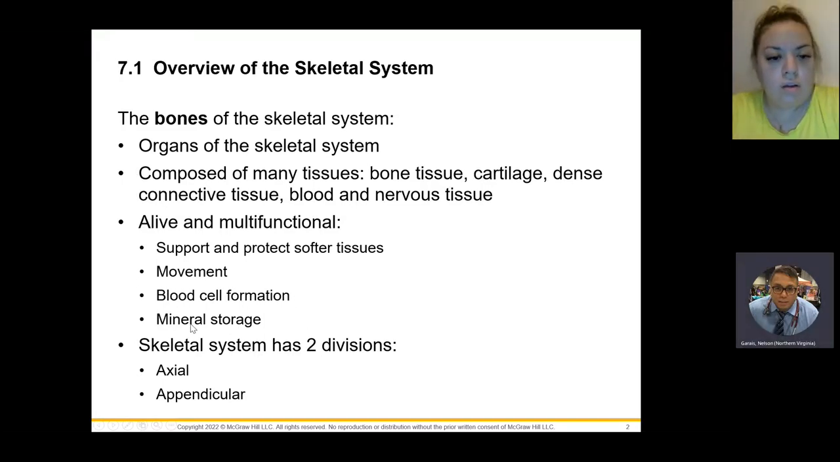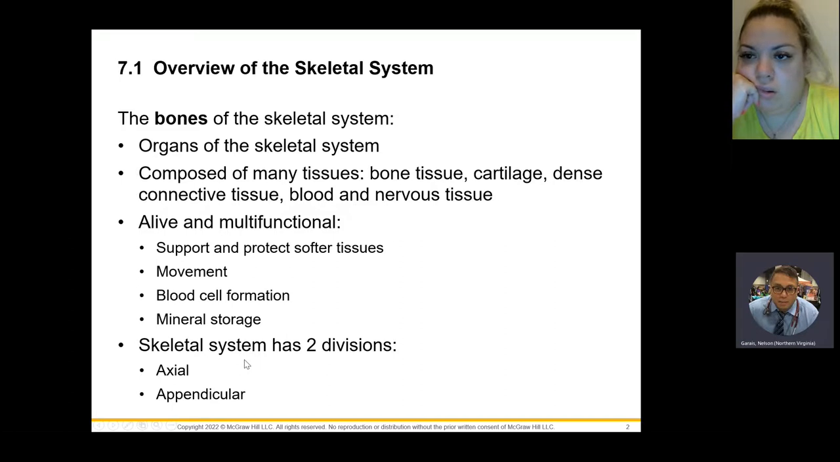And we already know what makes bone stronger than cartilage. It's calcium, among other things, or the inorganic salts. So it's also mineral storage. And ladies, those of you who had babies and gave them milk, the calcium had to come from somewhere. It came from where? Bones.